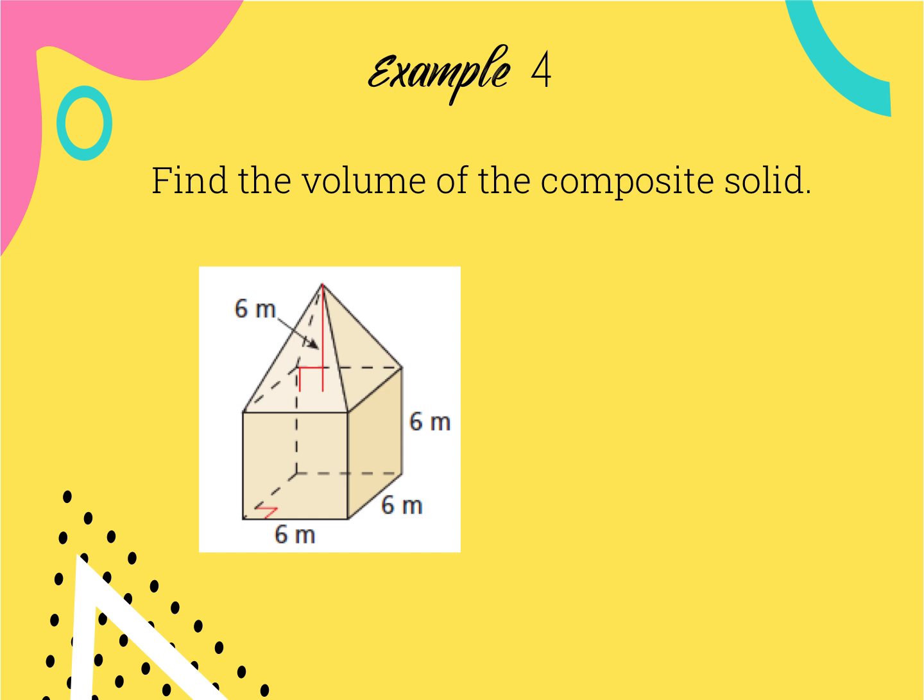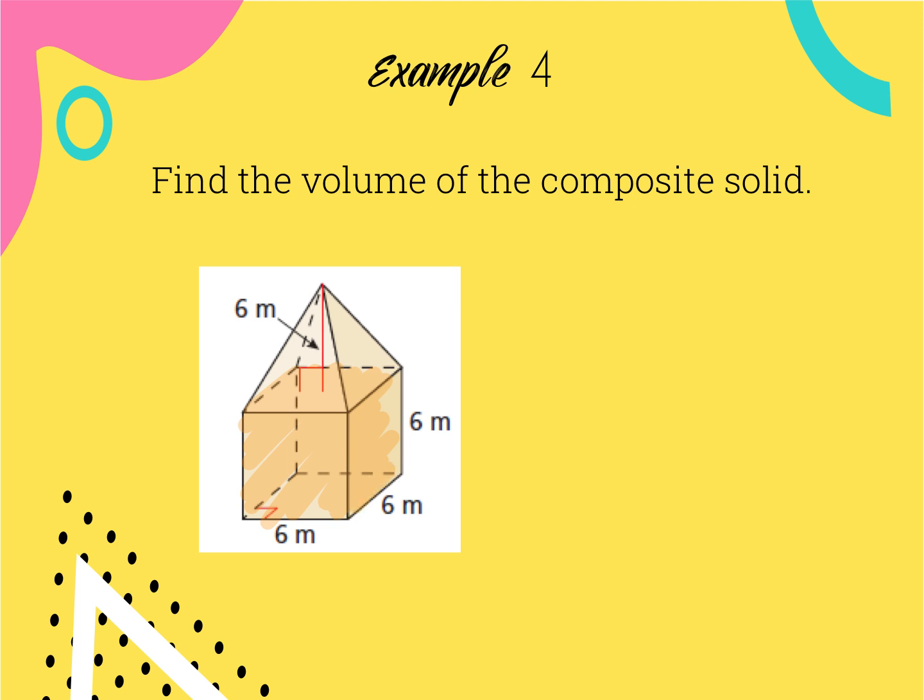All right, looking at example number 4, it says find the volume of the composite solid. It's a composite figure, meaning I have 2 shapes that make up this entire thing. Looking at it, I have a rectangular prism, and I have a rectangular pyramid. So what I have to do is find the volume for each separately and then add them together. So which one do we want to do first? The rectangular prism? Okay, I'm going to solve for my rectangular prism first.